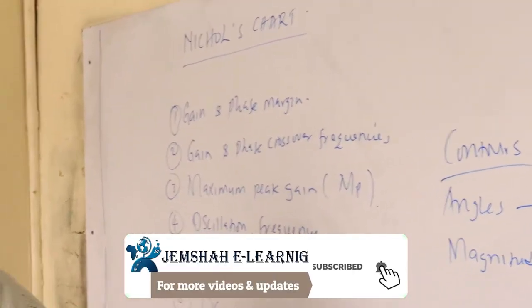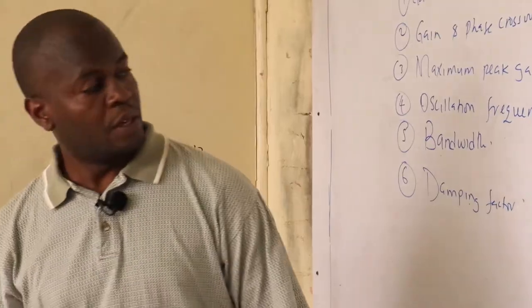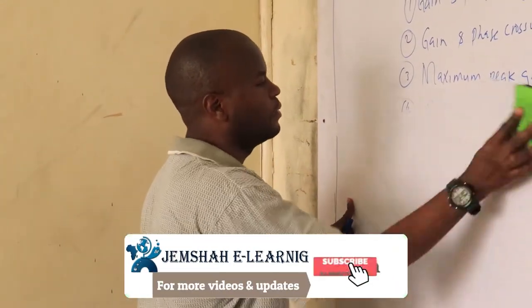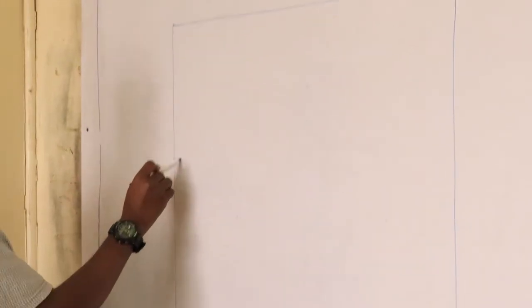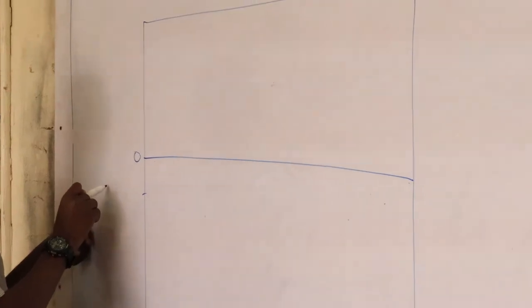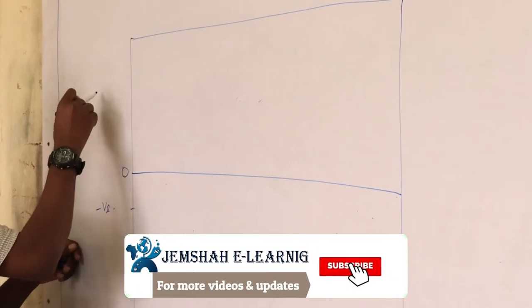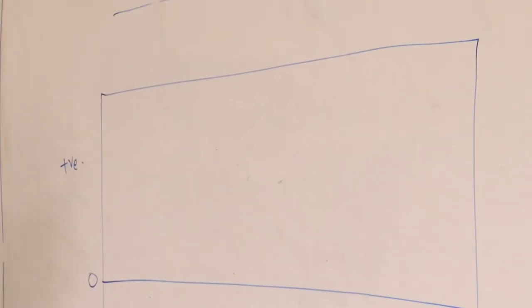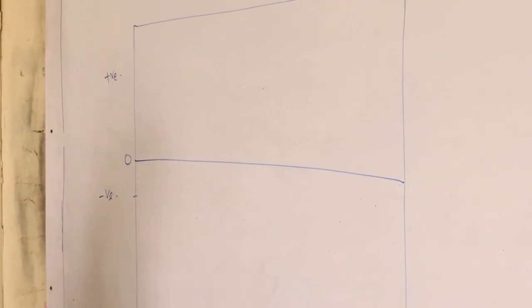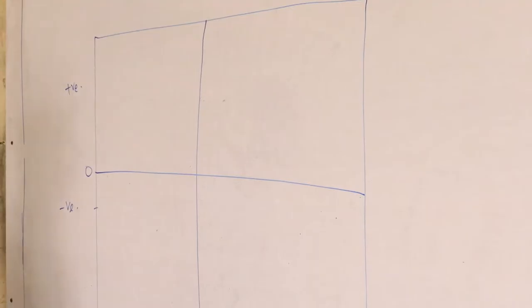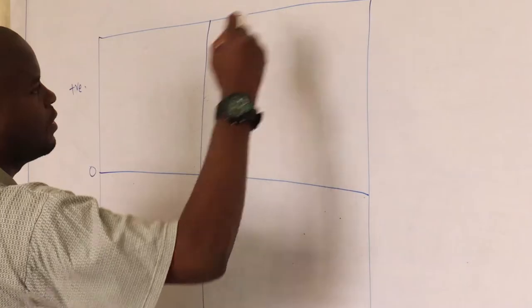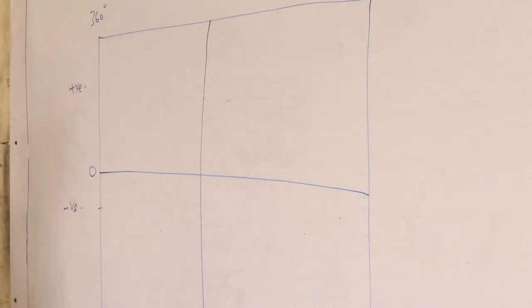So the very first thing, we are going to look at how to determine the stability of a system using the Nichol's chart. First thing, consider this as your graph. On that graph, get zero there, I believe you can see. Down there is negative gain, negative log magnitude, and up there is positive log magnitude. Then for the angle, there is 180 degrees at this point. Zero is here and 360 degrees is at that point. So basically that is what we refer to as the Nichol's chart.